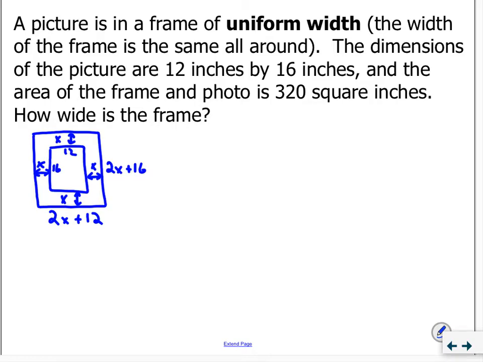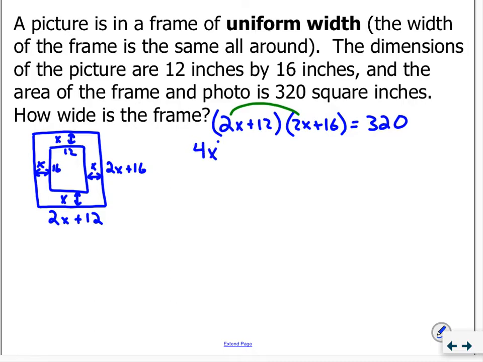Let's write ourselves an equation. Let's say that the length times the width is equal to 320 square inches. Okay, let's do a little bit of algebra. Let's start distributing some things out. If I start distributing my 2x times my 2x, I get 4x squared. Then 2x times 16, there's my 32x. And then if I multiply here, I get a 24x. And if I multiply our last terms together, 12 times 16, I believe, is 192.